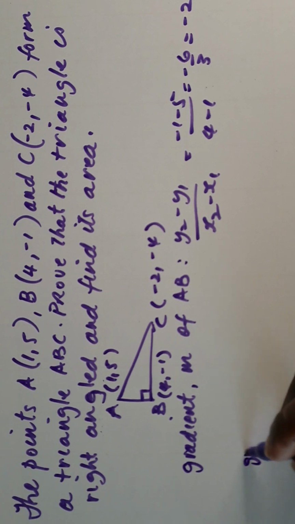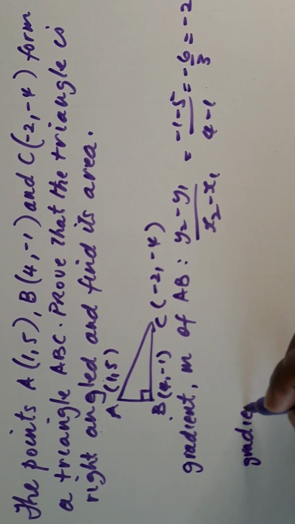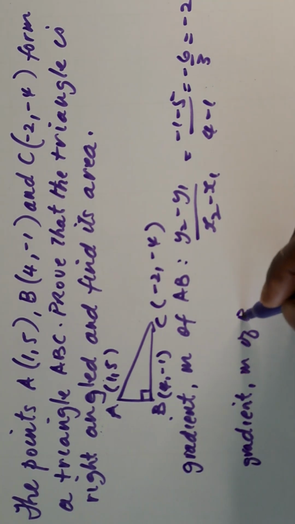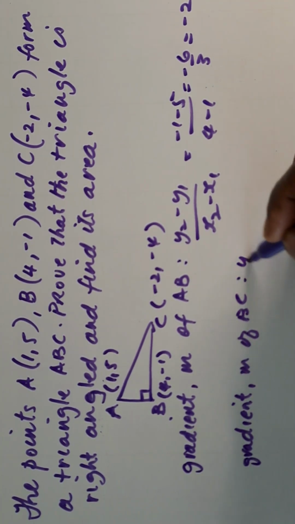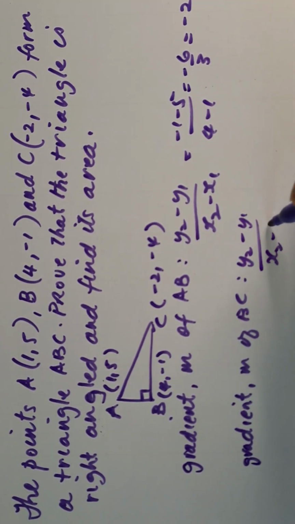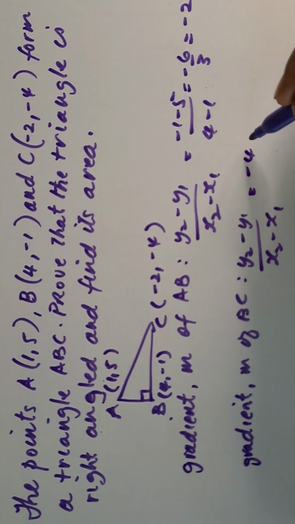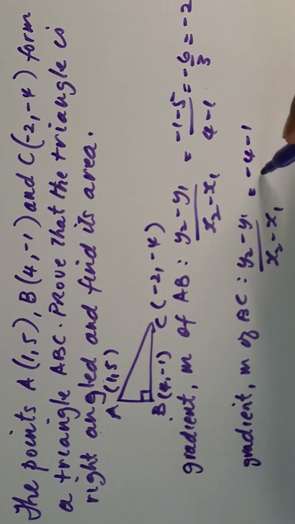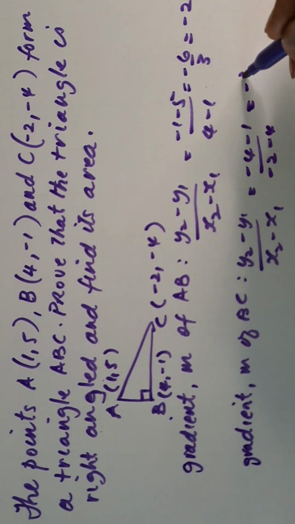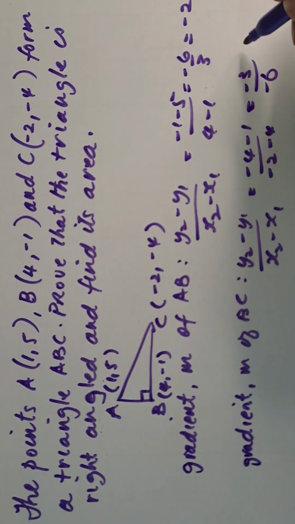So the gradient m of BC is y2 minus y1 over x2 minus x1, which is equal to -4 minus 1 over -2 minus 4. It's -3 over -6, which gives us a half.